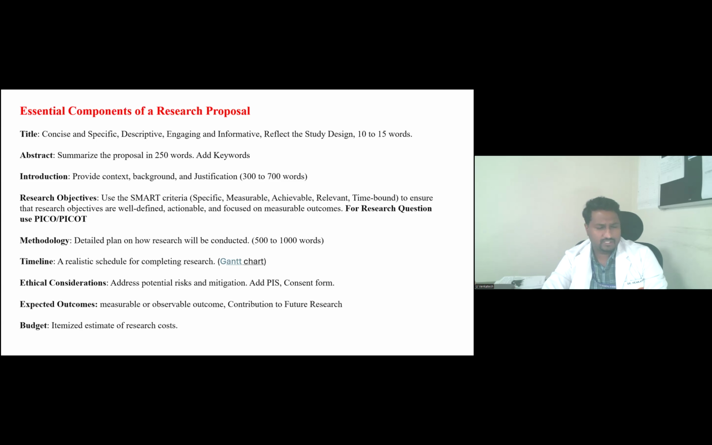Then comes the methodology. A detailed plan of how the research will be conducted should be well written, and generally the methodology is exhaustive in a good proposal. But nowadays funding agencies sometimes keep word limits, so we need to be careful. At the same time, give as much detail as possible. Then the timeline. The timeline should be realistic, and whether it is your institutional ethics committee or a research advisory cell, they actually demand a Gantt chart.